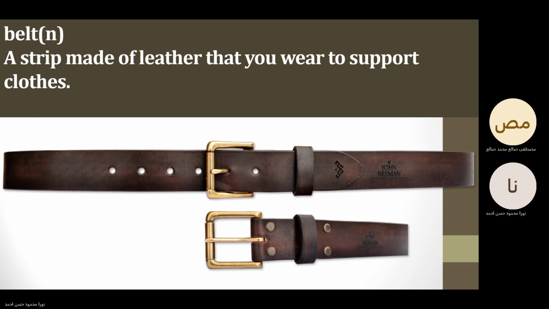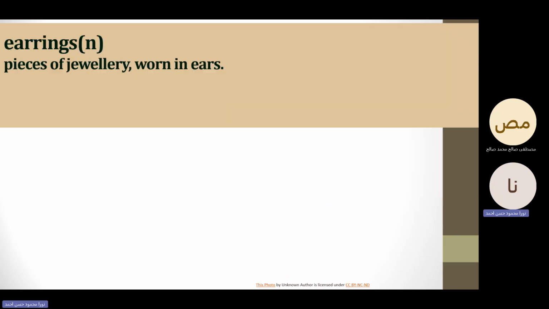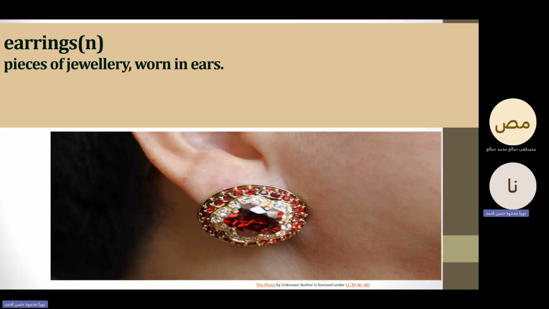Galabea. Okay, the next word is earrings. Earrings are pieces of jewelry worn in the ears, especially by women and girls. So men don't wear earrings. So earrings are pieces of jewelry, jewels that are worn in the ears. This is called an earring.